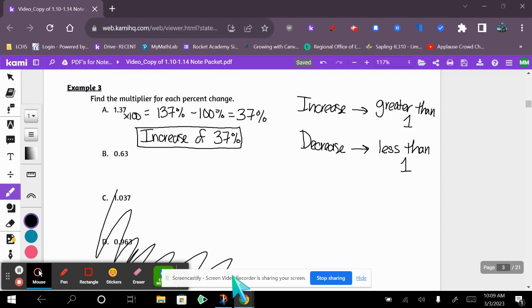This one is less than 1. So this represents a decrease. On this one, I also am going to compare it as a percent, so I'm going to change it to a percent by multiplying by 100. So I get 63%. I know that this is less than 100%. So I'm going to subtract it from 100 this time. I can see that it's 37% less than 100. So I can say that this is a decrease of 37%.